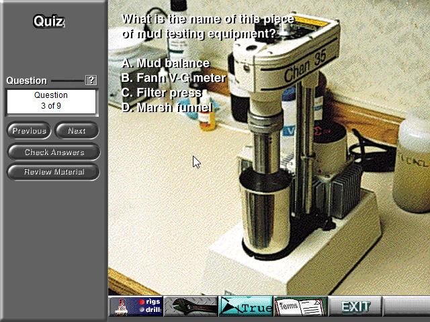What is the name of this piece of mud testing equipment? A. Mud balance. B. Fan VG meter. C. Filter press. D. Marsh funnel. Correct. This is a fan VG meter.